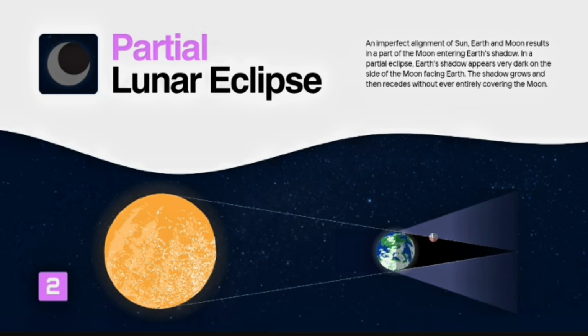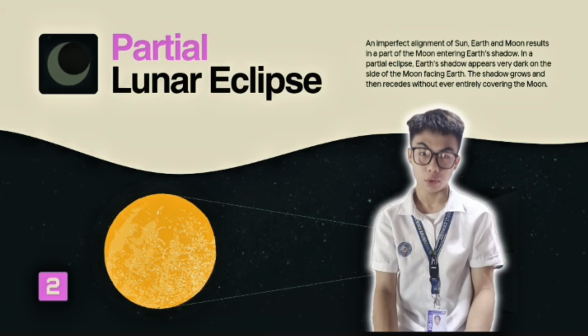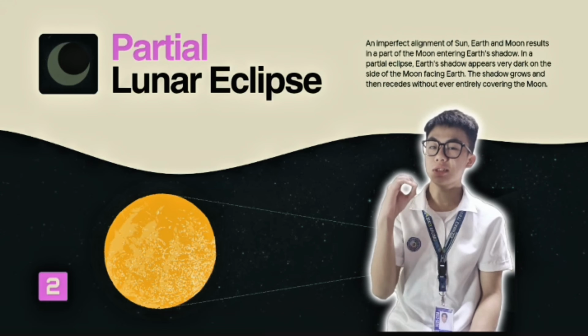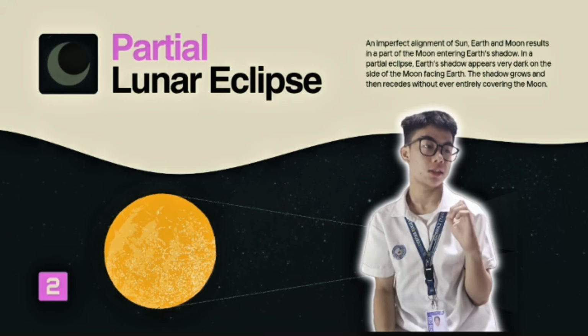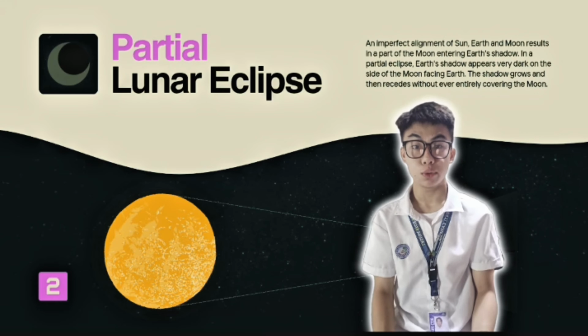Next up, we have the partial lunar eclipse. An imperfect alignment of sun, Earth, and moon results in a part of the moon entering Earth's shadow. So just like the partial solar eclipse, here's how the partial lunar eclipse works. Basically, this is the moon, this is our Earth, and this is the sun. The moon's alignment is not perfect, so this makes the partial lunar eclipse.